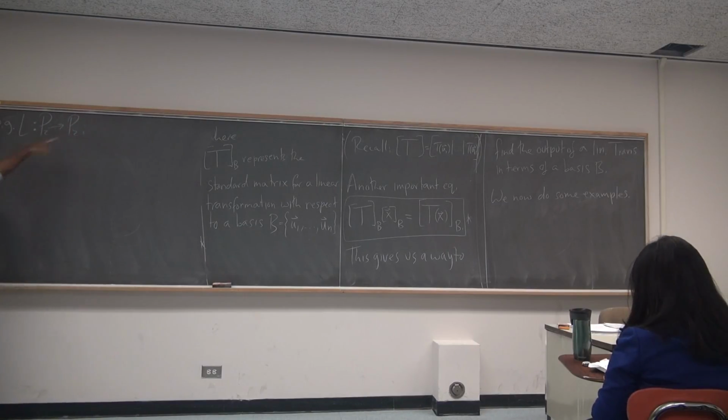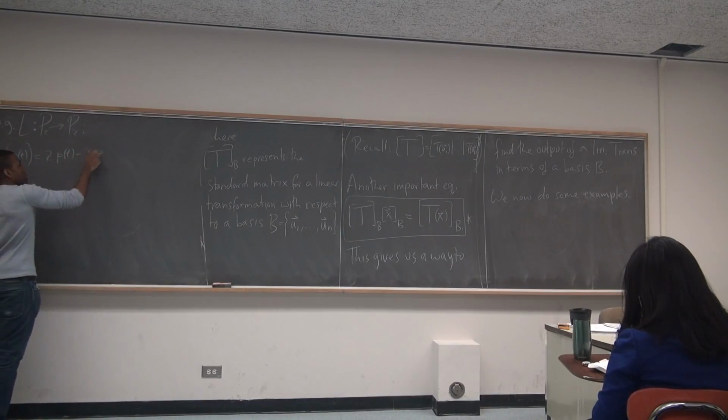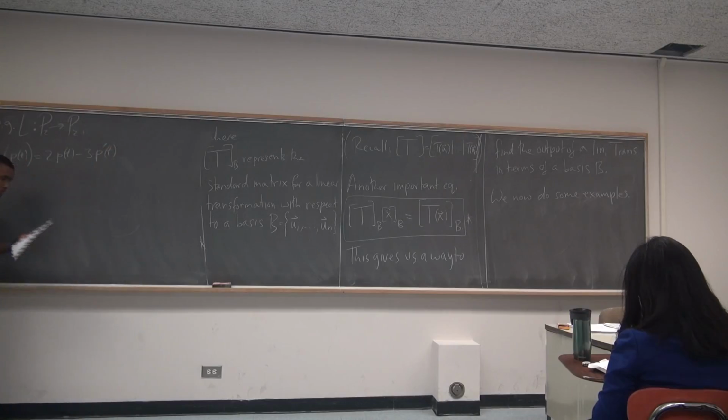Okay, so here's a linear transformation that goes from the set of all second degree polynomials or lower to itself. So it's an automorphism, and its definition is the following. L of P of T is just 2 times P of T minus 3 times P prime of T. And we're given a basis.